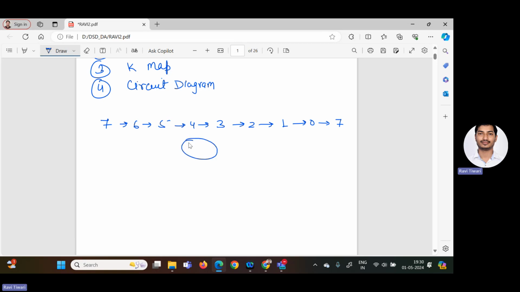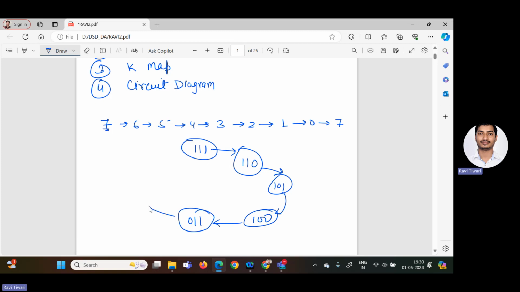That's it. So here we have 1, 1, 1. That is the representation of 7. And then the next number is 6. You write down 1, 1, 0. Then after that, next state will be 1, 0, 1. Next state will be 1, 0, 0. Next state will be 0, 1, 1. That means 7, 6, 5, 4, 3, then 2, then 1, then 0, and then again 7. Got it?